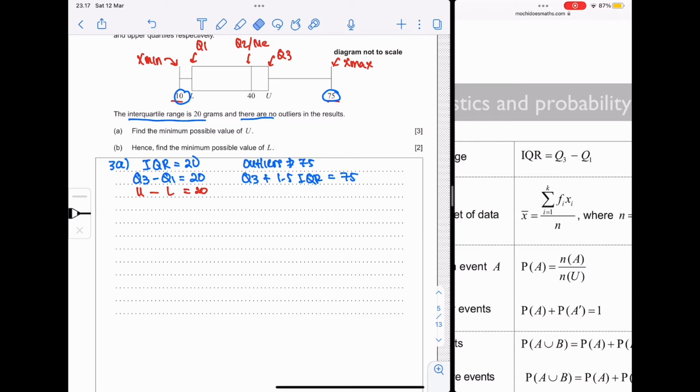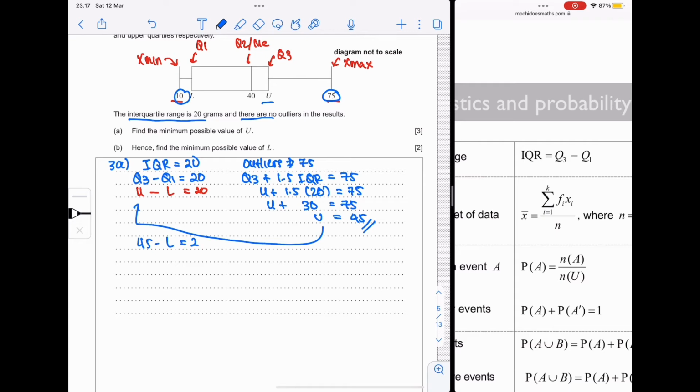So put the value of Q3, which is U, plus IQR, which is 20, multiplied by 1.5, that is 30. 75 equals U plus 30, so U is 45. Finish. Use the other equation. It means L is 25 and we're done. This is the B part.